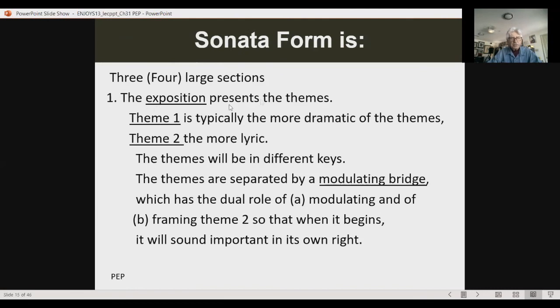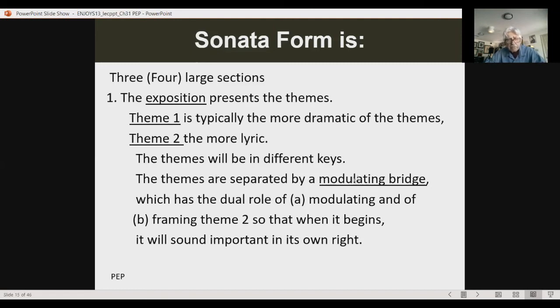So again, the exposition has theme 1, and if you can have 2 themes, let's not use the same kind of themes. Let's use one and another one that's very contrasting so we can notice right away, oh, it's a different theme. So we have theme 1, typically the more dramatic of the themes, and then we have the modulation, and then theme 2 is the more lyric. And again, they're in different keys. Sometimes they're even called the masculine and feminine themes.